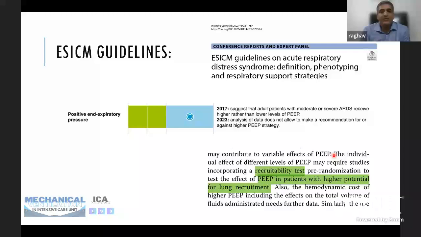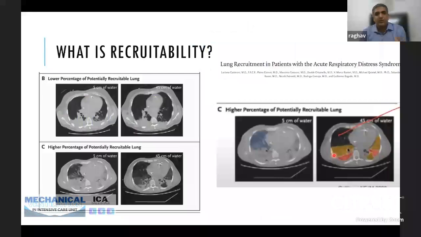So what do they mean by recruitability, and how do we check whether the lungs are recruitable or not? I will show you the figures from a very seminal study by Dr. Luciano Gattinoni. In this study, they applied PEEP at various levels to a mechanically ventilated patient, and they did a CT scan of the lung at various levels of PEEP.